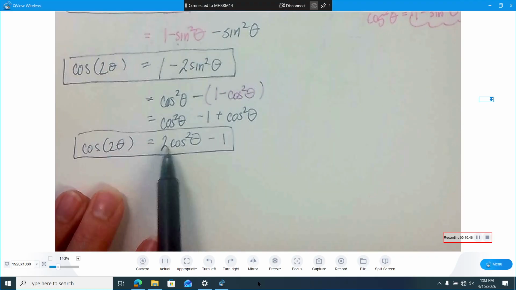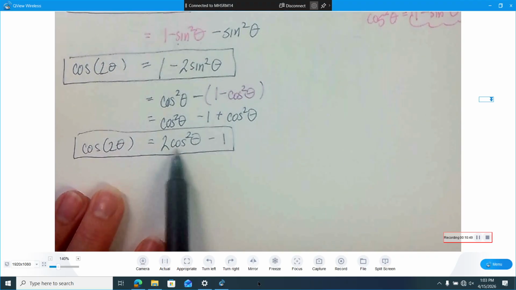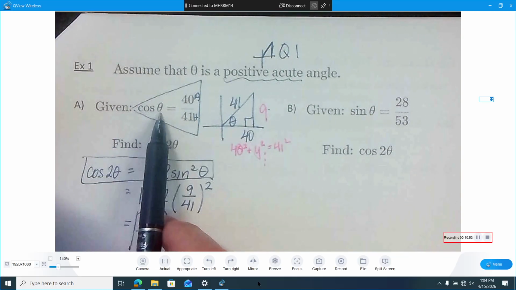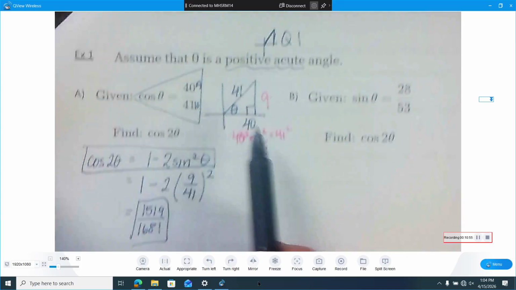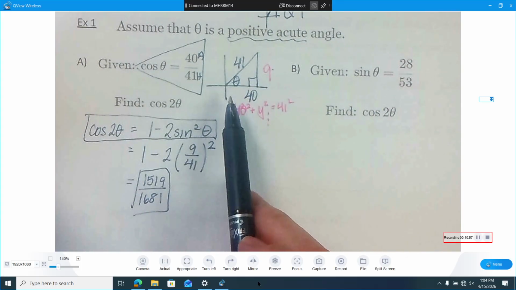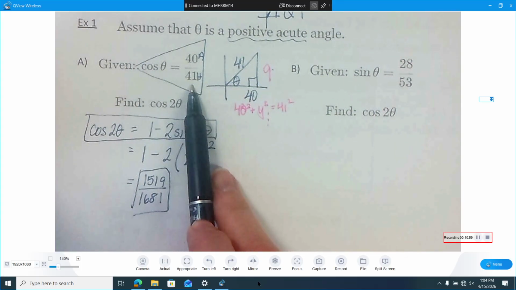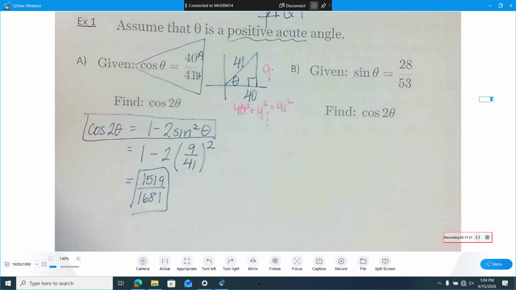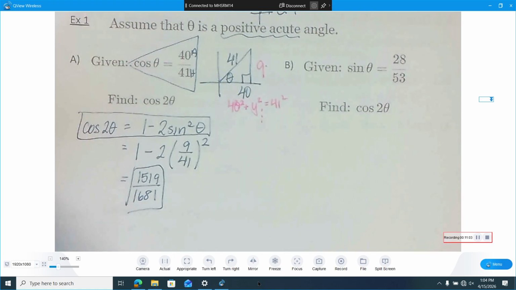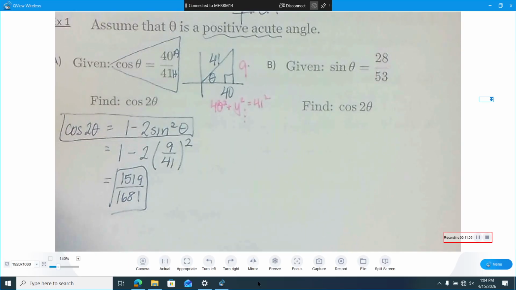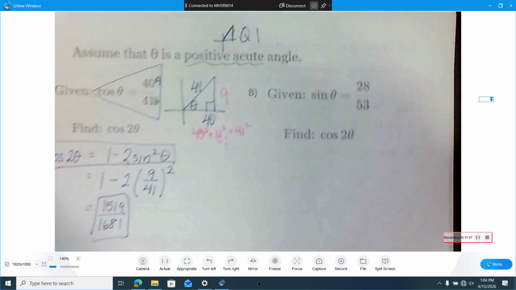But we also have 2 cosine squared theta minus 1. Cosine theta, they gave to us. So I wouldn't have had to draw a triangle, because I already had what cosine of theta is. Does that make sense to you? Okay. But ultimately, does it matter? No, it does not. So let's try this one.